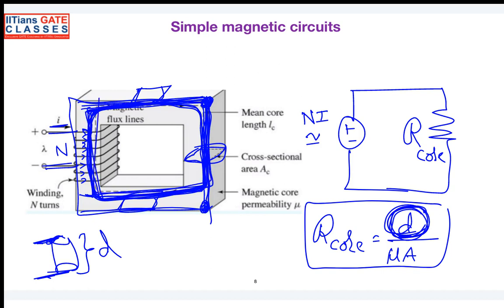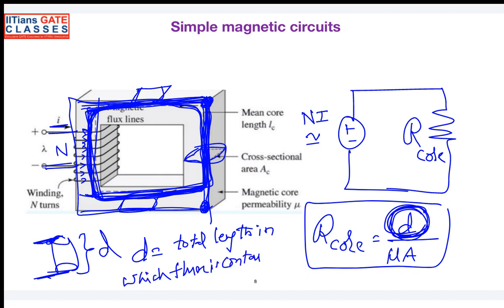So D is nothing but the total length in which the flux is contained. You have to be specific about that. If the flux is confined to only one side, then you consider only one side. If the flux is making a whole loop, you have to take the whole loop length.